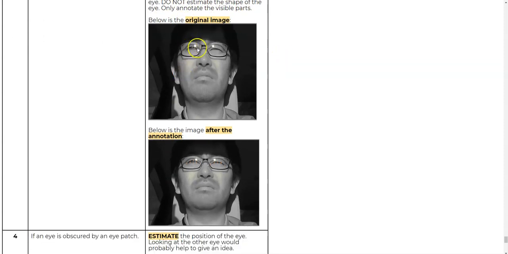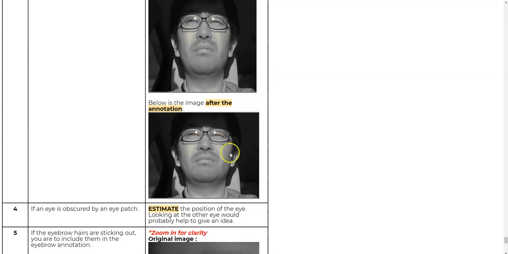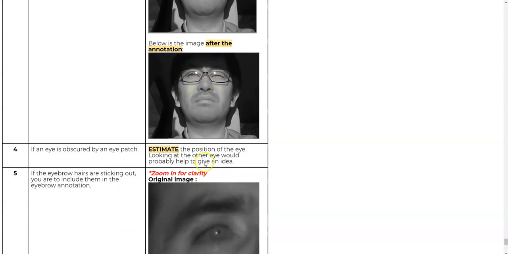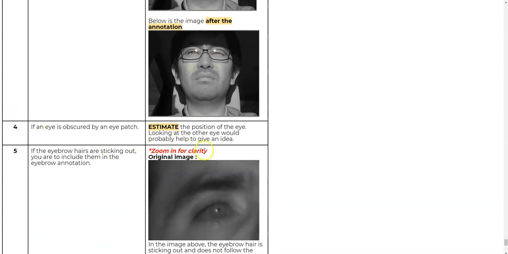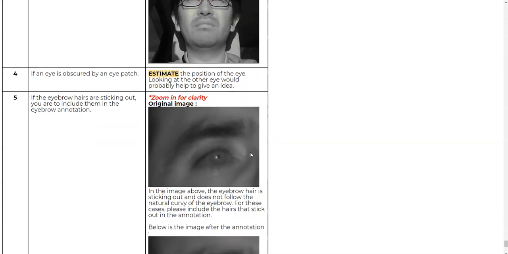See here, you can see one eye is fully open, another one is partially open. So you should annotate exactly what you can see. For example, this is a full eye, you annotate as much as you can see, and this one you annotate as the partially open eye. If there is an eye patch on the eye, estimate the position of the eye, look at the other eye, which will probably help you get an idea of how to draw the closed eye.